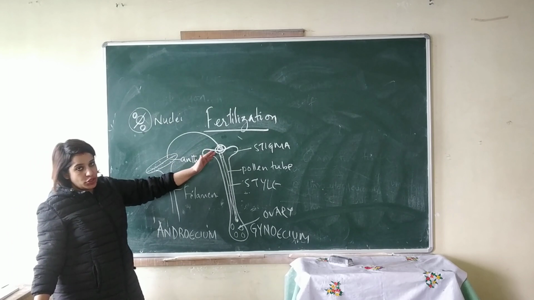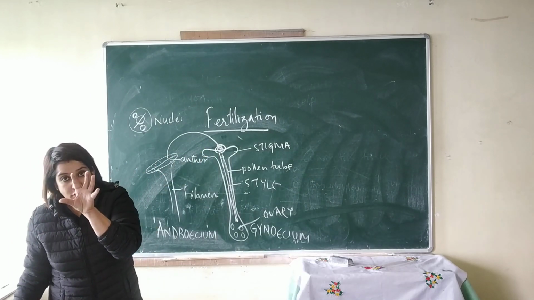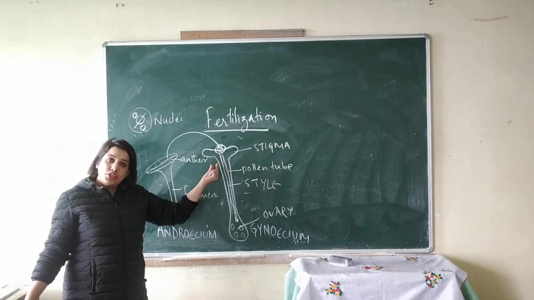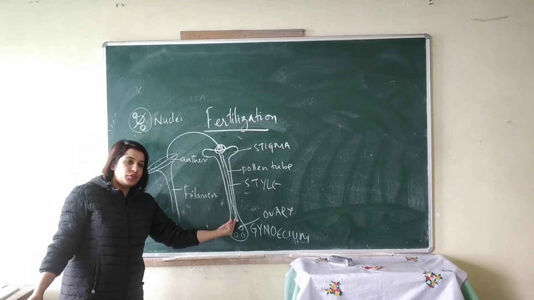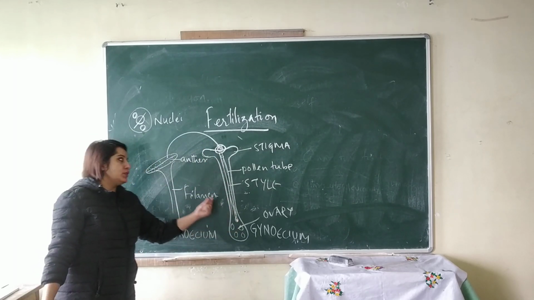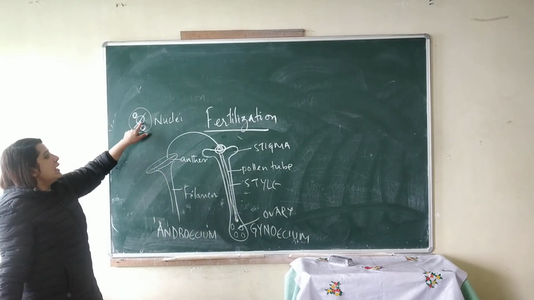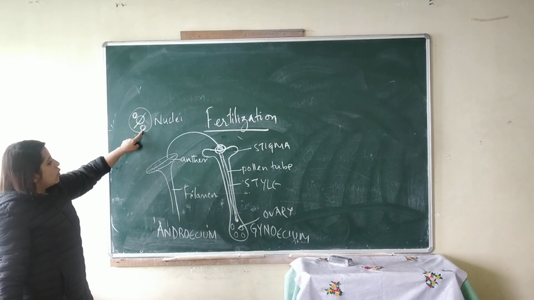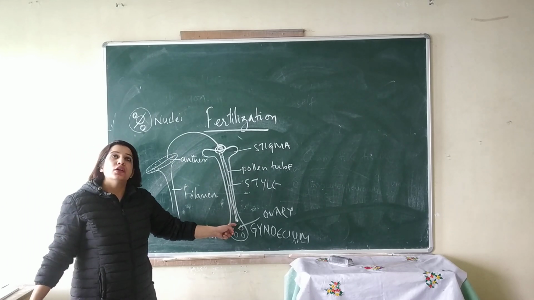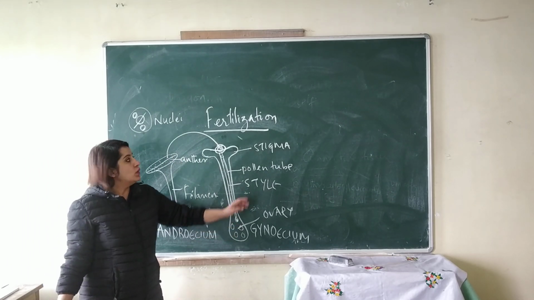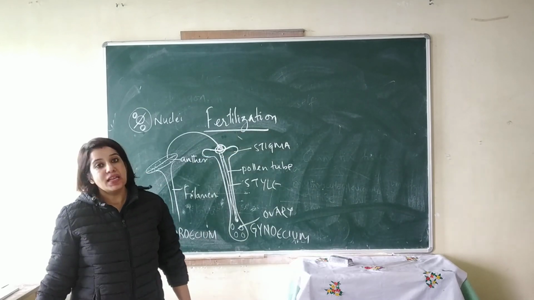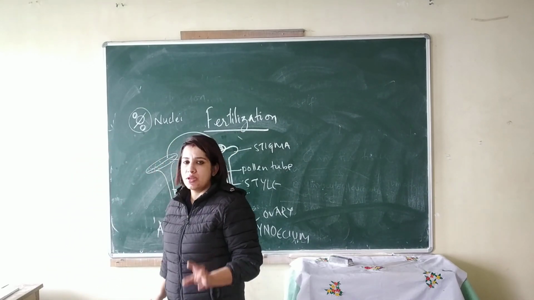So after pollination, the pollen grains enlarge in size and form a pollen tube. The pollen tube elongates, reaches the ovary and enters the ovules. The male gamete divides into two nuclei. One of the nuclei fuses with the female nucleus present inside the ovule, and this process is known as fertilization.